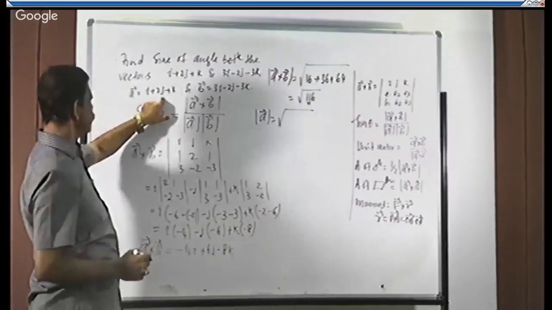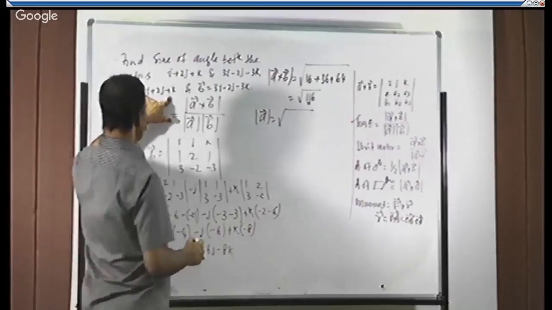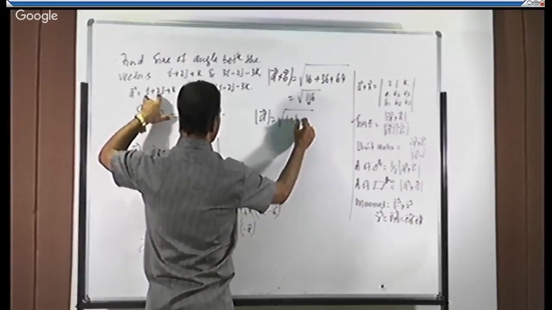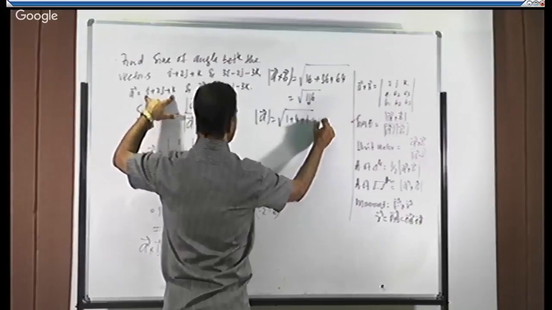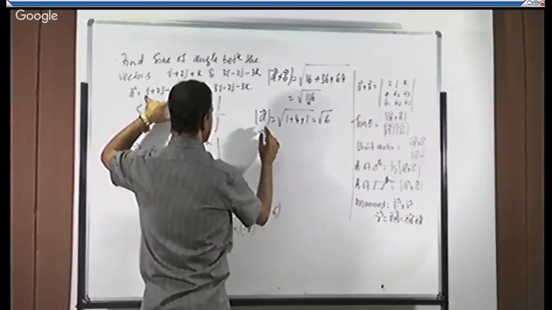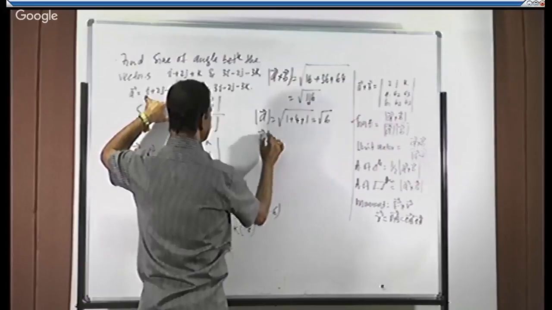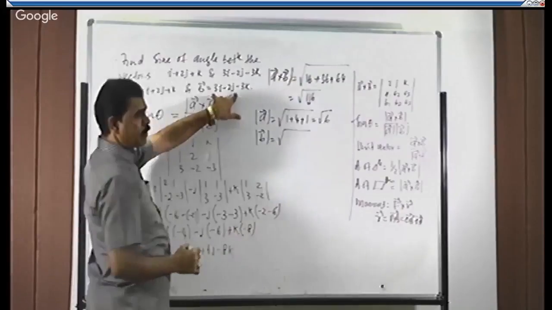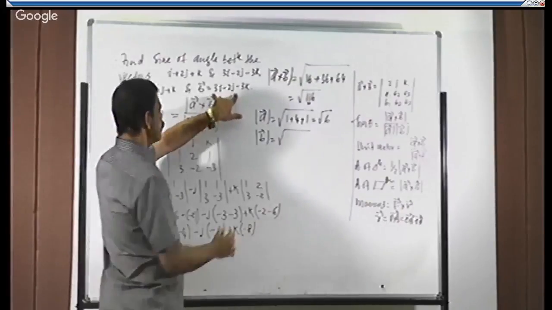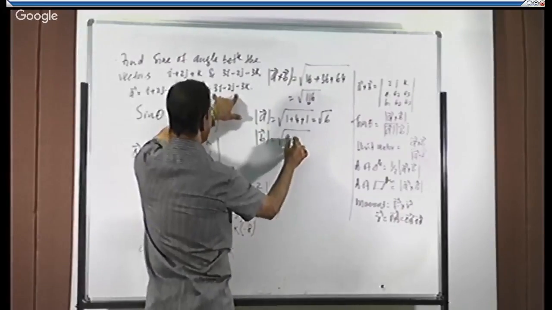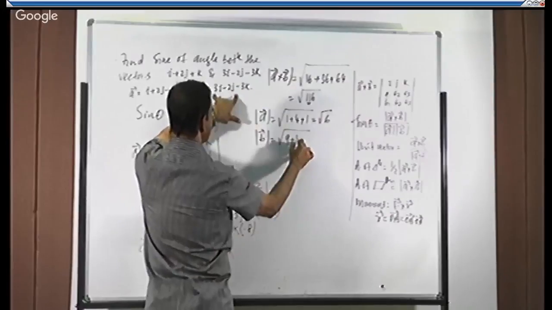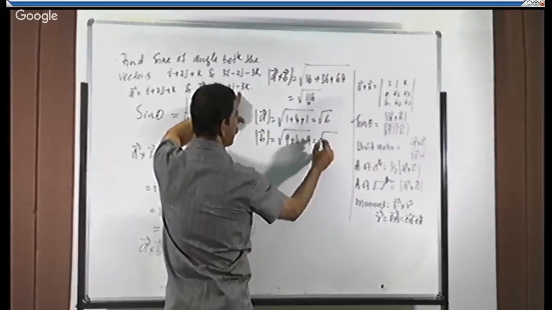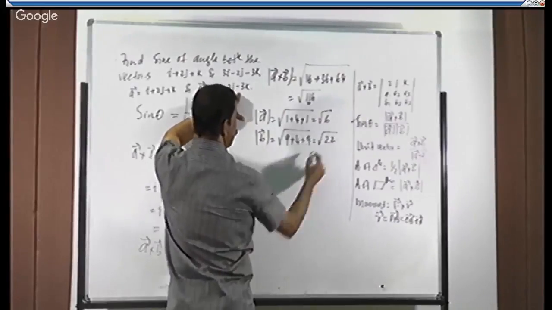Vector A is equal to i plus 2j plus k. Coefficients are what? 1. 1 square is 1, plus 2 square is 4, plus 1 square is 1. That is equal to root 6. Magnitude of B, that is equal to root of, what is B? This is B, 3i minus 2j minus 3k. 3 square is what? 9, plus minus 2 square is 4, plus minus 3 square is 9. So 9 plus 9, 18, 18 plus 4, 22.